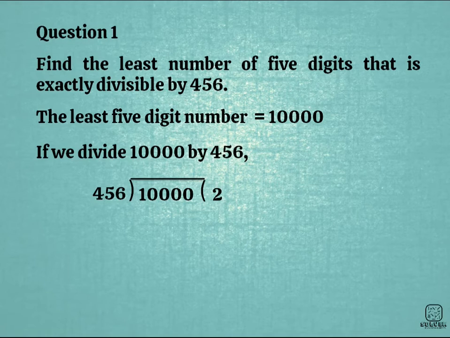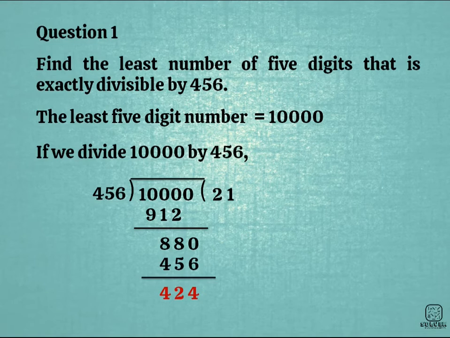2 times. Now multiply 2 and 456 and we get 912. Subtract. We are getting 88. Now bring down the next digit, 0. So it will become 880. Now how many 456 are there in 880? Only 1. So multiply this and we are getting 456. Now subtract this. 424. Now this 424 is smaller than 456. That means this is the remainder.